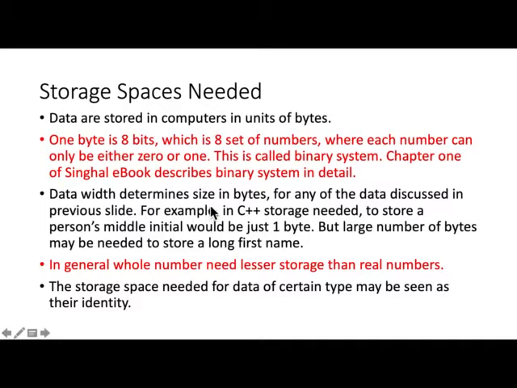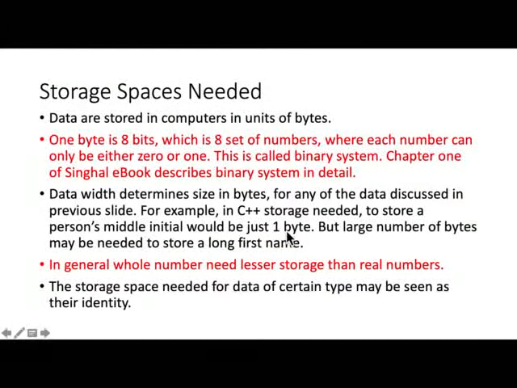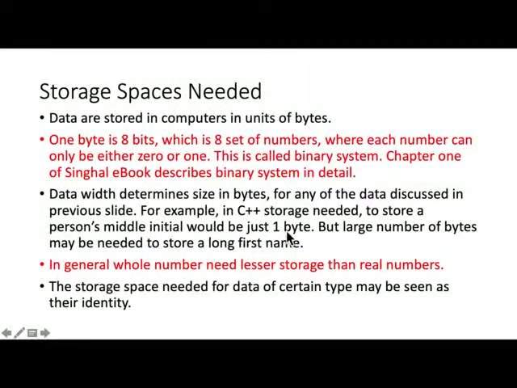Data width determines size in bytes for any of the data discussed in the previous slide. For example, in C++, storage needed to store a person's middle initial would be just 1 byte, 8 bits, a pattern of 8 ones or zeros. But a large number of bytes may be needed to store a long first name. In general, whole numbers need less storage than real numbers because real numbers have the dot and there are numbers to the right of the dot.